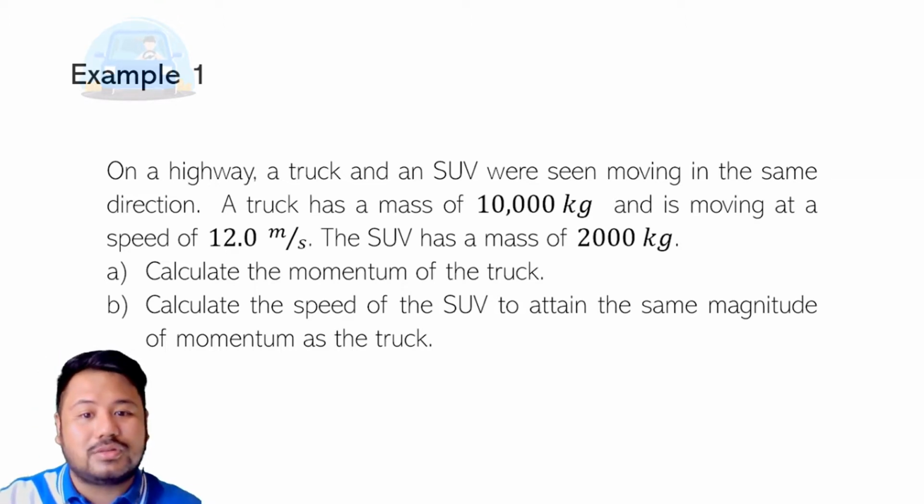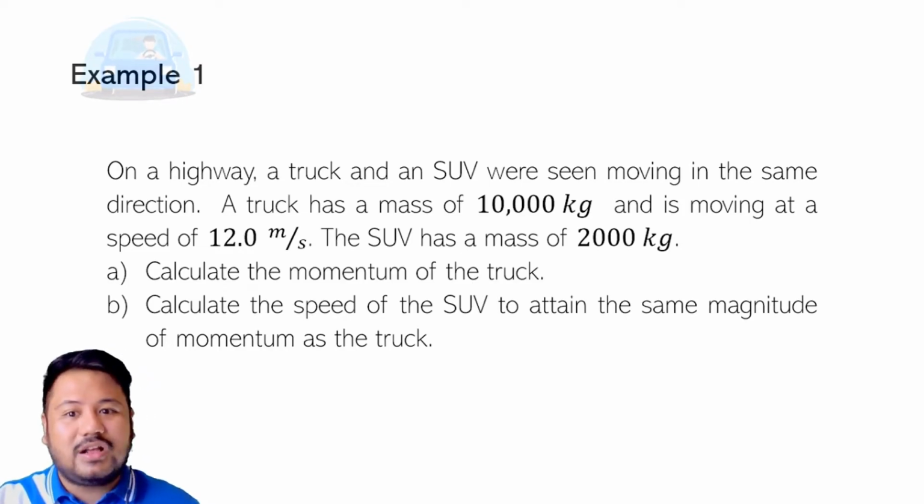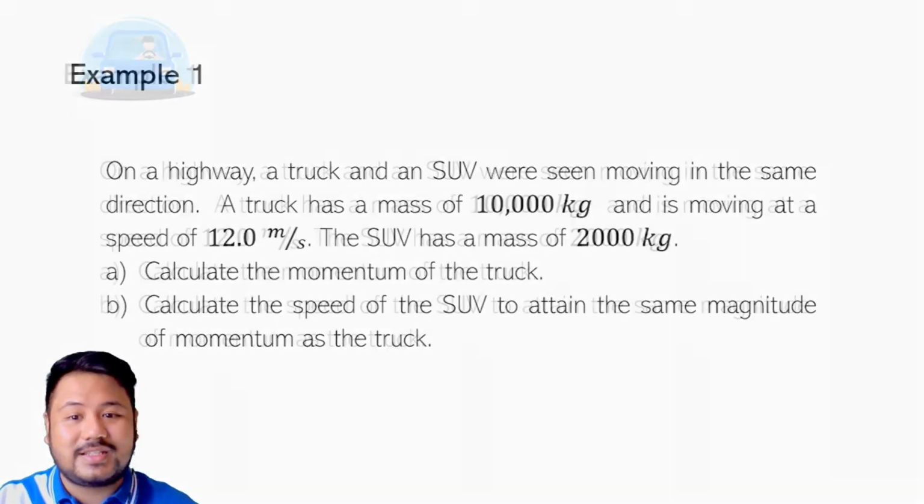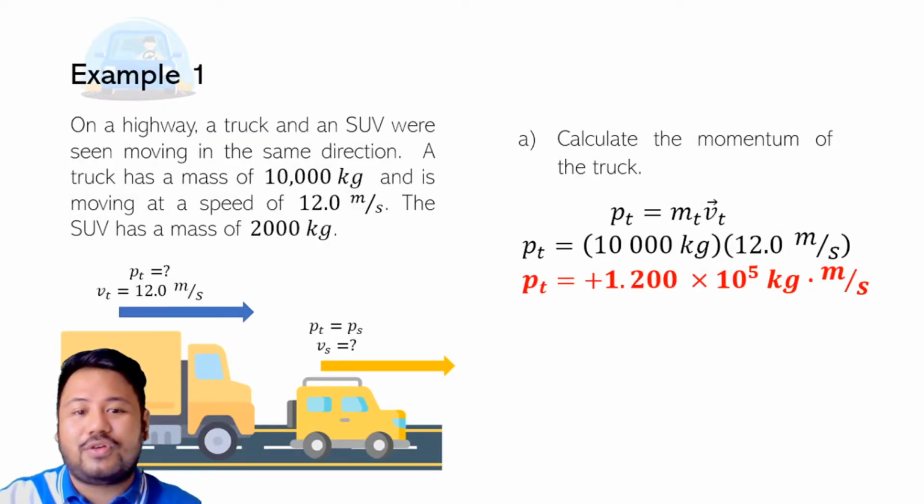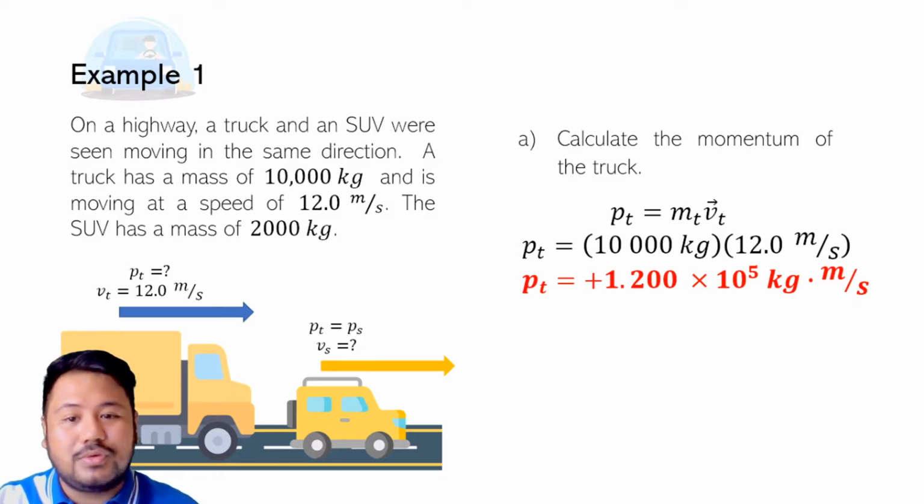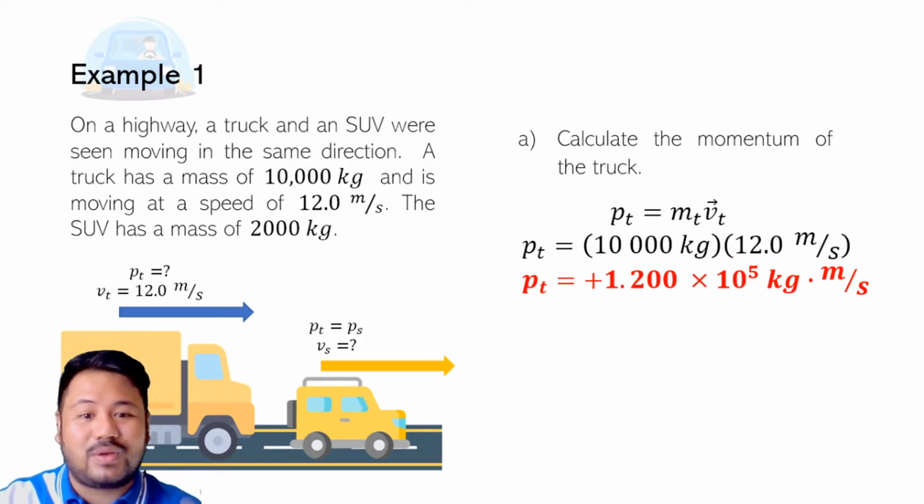Example number 1 calls only for the magnitude of the momentum and velocity. Thus, we could neglect the directions. Also, the SUV and the truck are only moving along the horizontal axis. Solving for letter A is very easy. Since we are only after the magnitude and the truck is only moving linearly, we can make use of this formula, p equals mv.